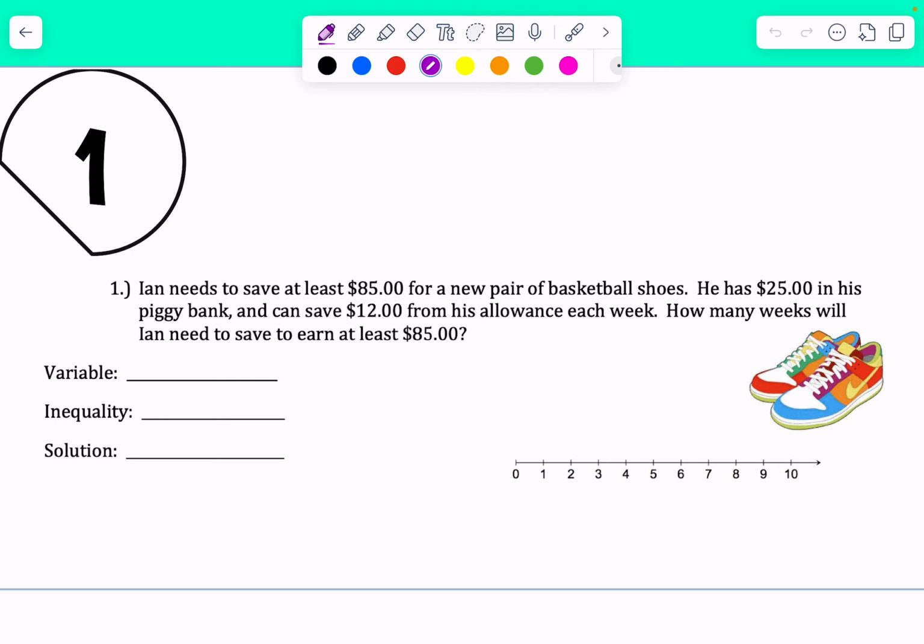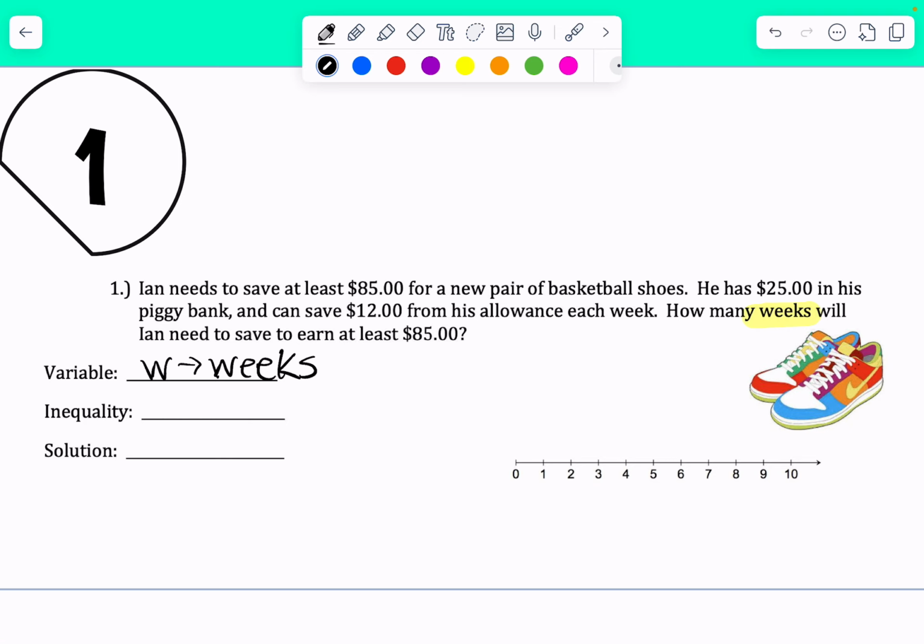So a couple of things. One of the first things we're going to look for is what our variable is going to actually be representing here. So the question is asking how many weeks. So our variable will be representing weeks. So we could use W. It doesn't need to be W, but we want to make sure that we know what our variable is representing. So in this case, it's going to tell us how many weeks he needs to save.